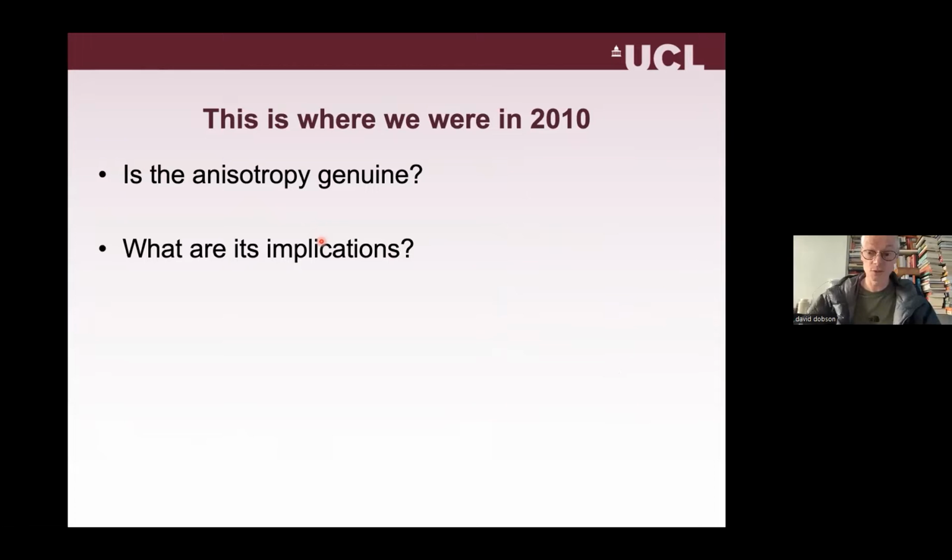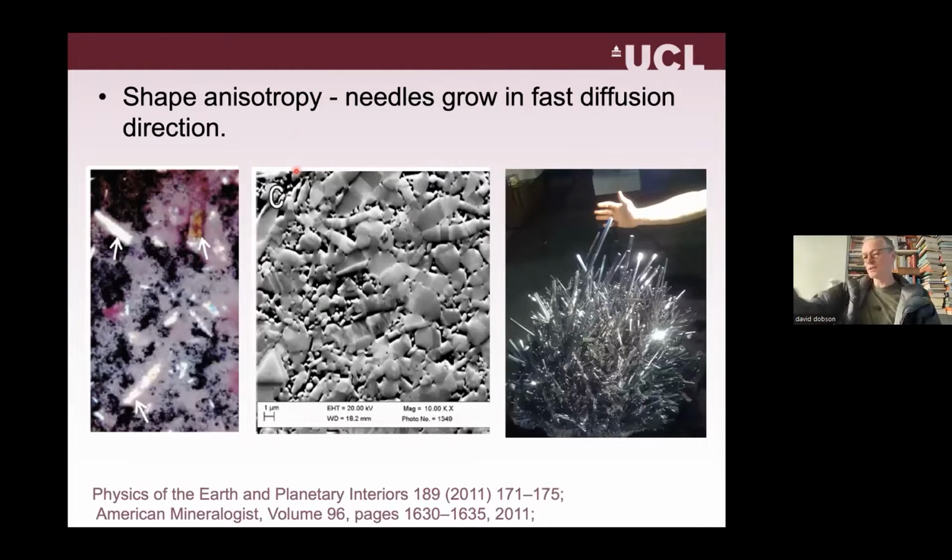Since then, I've been doing experiments to try and see whether it is genuine anisotropy, and also trying to work out what the implications are. So first of all, we need to see if we can measure the anisotropy of chemical diffusivity in perovskite structures. And I'm going to very briefly talk about stibnite. So these are nice needles of stibnite, which is antimony sulfide, and then fluoride post-perovskites as well.